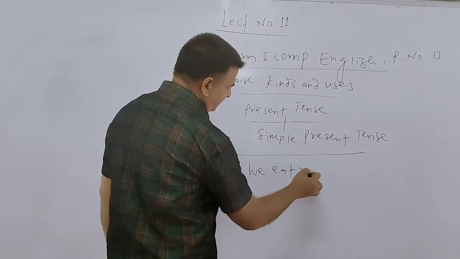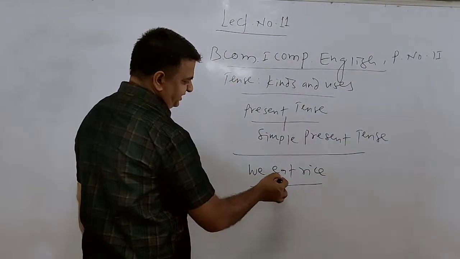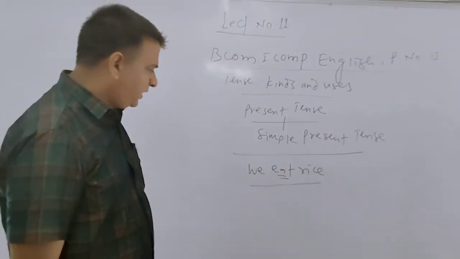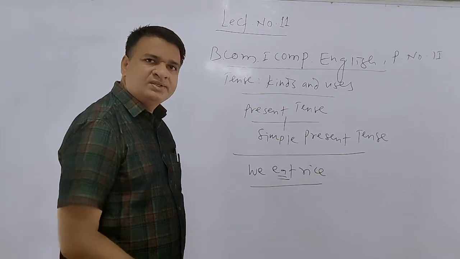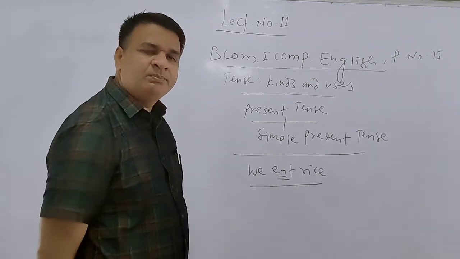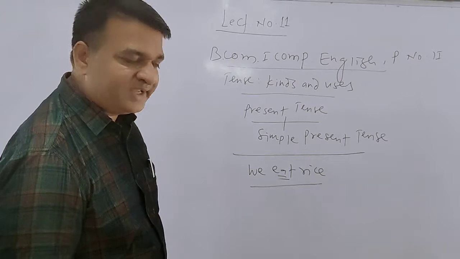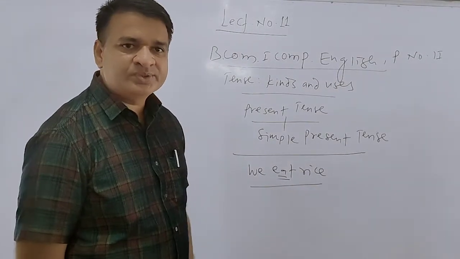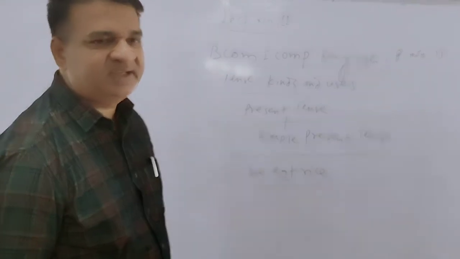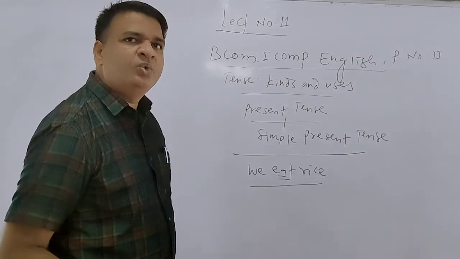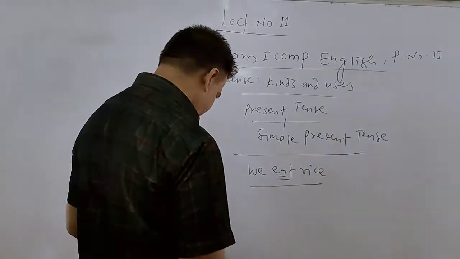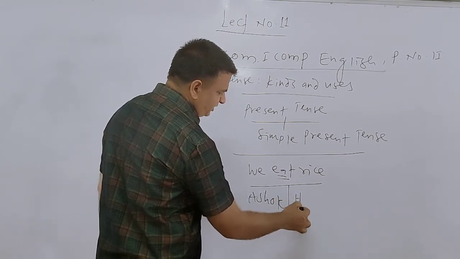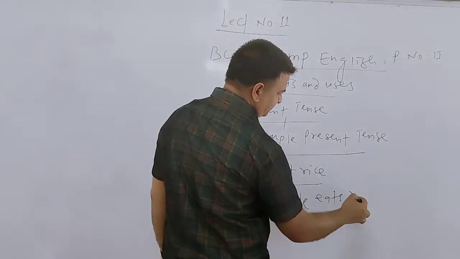We eat rice. This is the basic form of the verb eat that we use in the simple present tense. This is because of the plural number we. I eat rice, we eat rice, they eat rice. And when we use third person singular he, she, it, we change eat to eats. For example, with Ashok, or he, we say he eats rice.